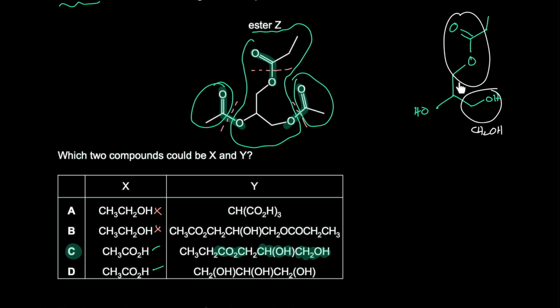This compound will react with ethanoic acid, which is the other reactant, and we're going to get ester linkages on these two alcohol groups to give us the final product, which is ester Z.